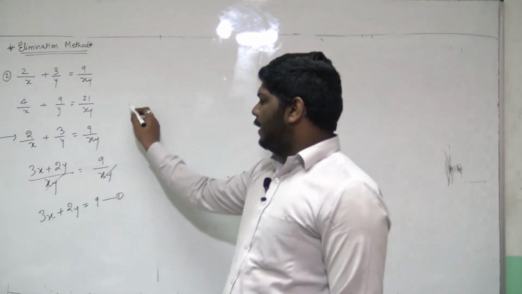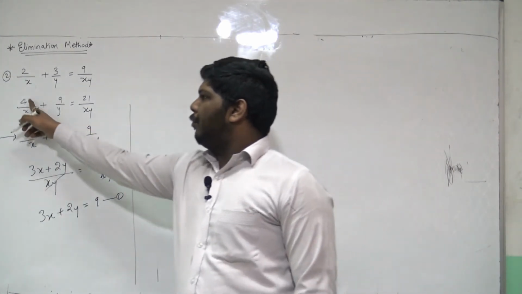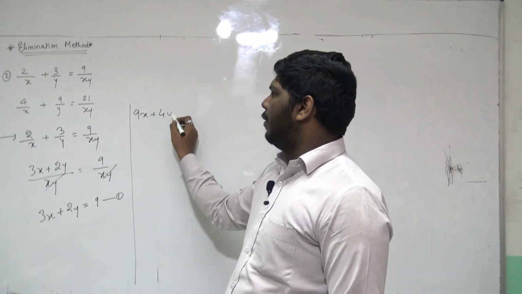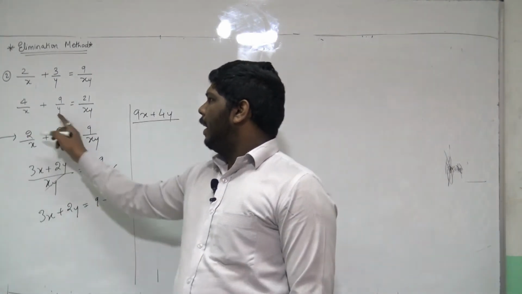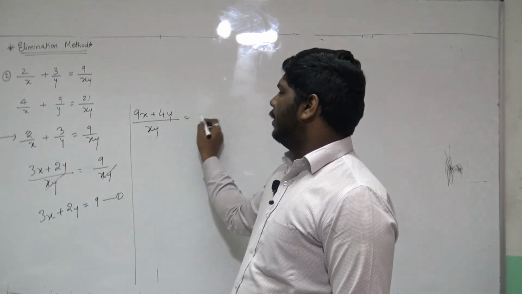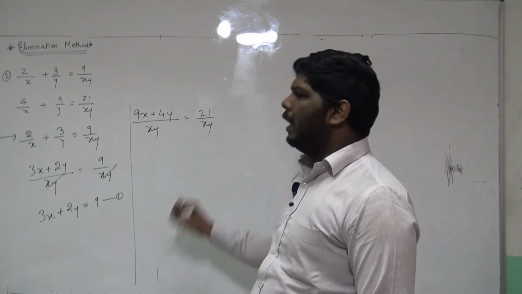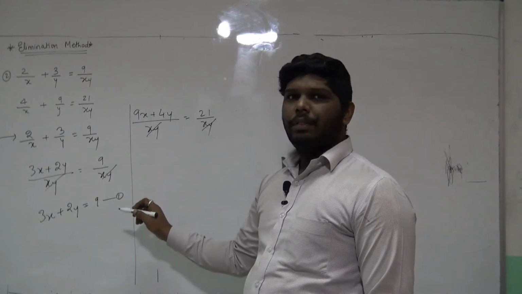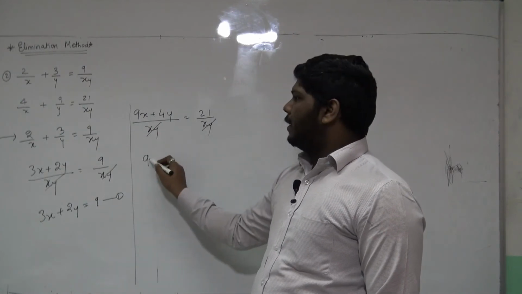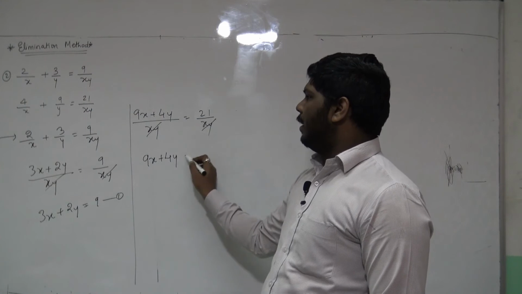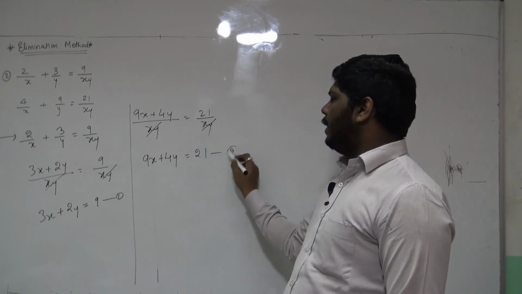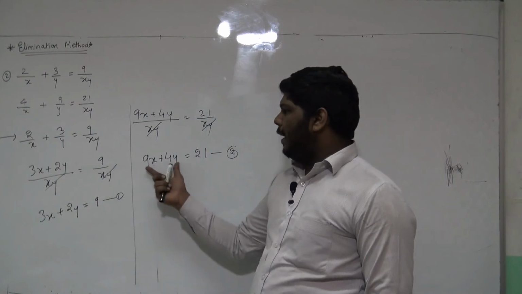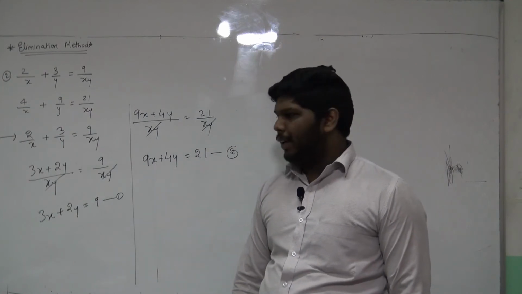Similarly, if you simplify the second equation, we have 4y plus 9x, or that can be written as 9x plus 4y, divided by x into y is xy, that is equal to 21 upon xy. Here also xy got cancelled. So 9x plus 4y is equal to 21, that is equation number 2.